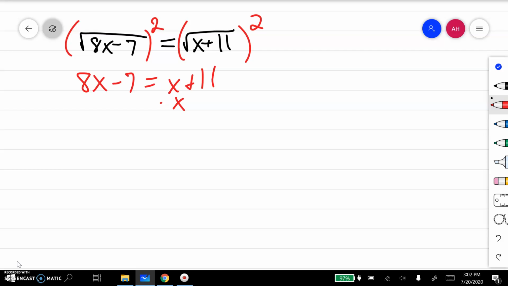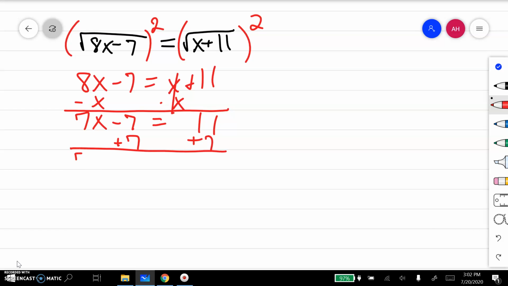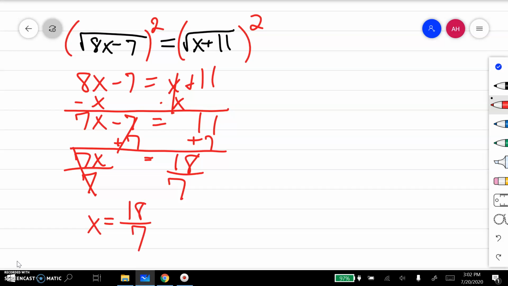So I'm going to subtract x on both sides. We get 7x minus 7 equals 11. Then we're going to add 7 to both sides. So we get 7x equals 18. And then we'll divide both sides by 7. Okay, and we get 18 over 7.